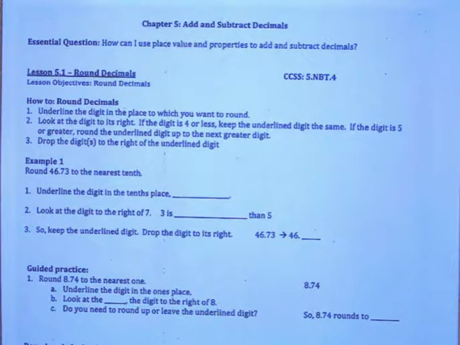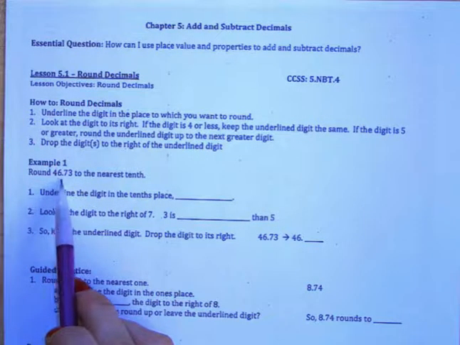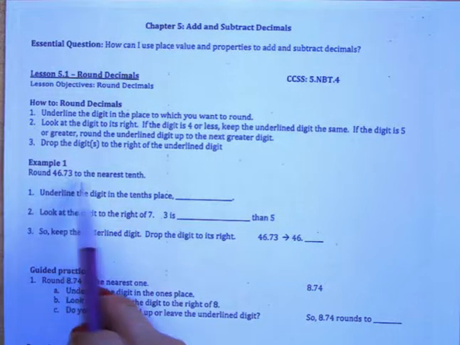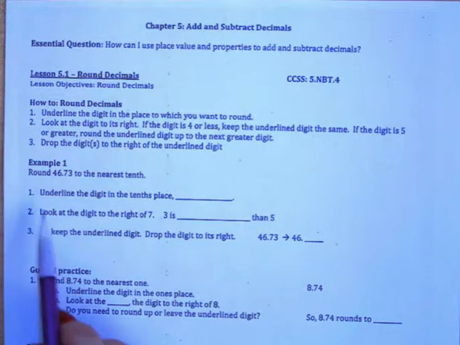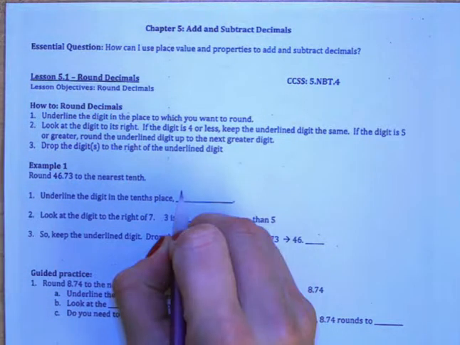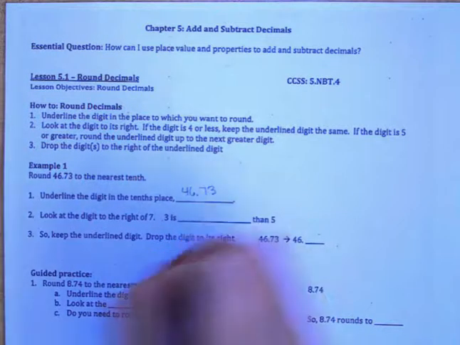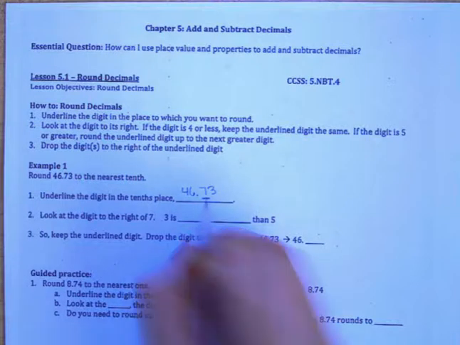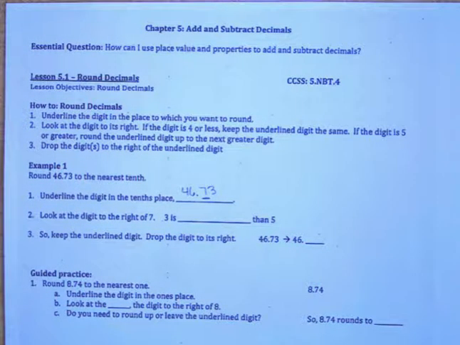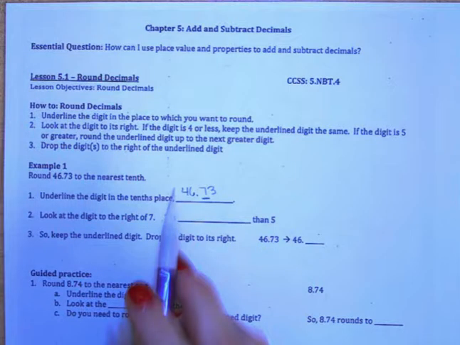So let's do an example together. It says round 46 and 73 hundredths to the nearest tenth. So step 1 is to underline the digit in the tenths place. So we have 46 and 73 hundredths. We're going to underline the digit in the tenths place. Step 2 is to look at the digit to the right of the 7. So we have 7 and then 3 is to the right of it.